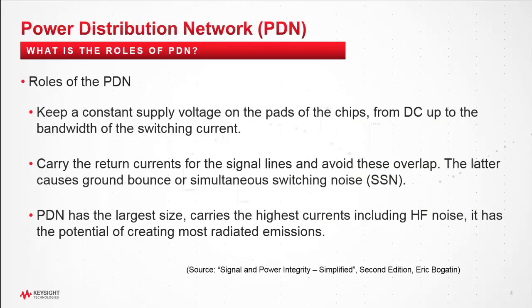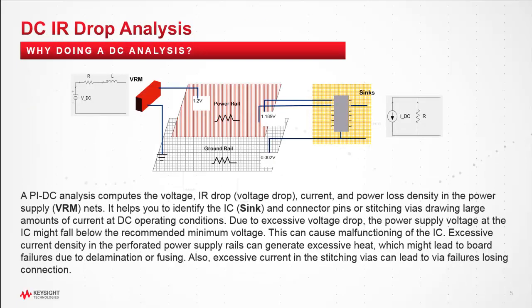The role of PDN is to keep a constant per supply voltage on the pads of the chips from DC up to the bandwidth of the switching current. They carry the return currents for the signal line and avoid these overlaps. The latter can cause SSN problems. PDN has the largest size, carries the highest currents, including high frequency noise, and it has potential of causing radiated emissions.